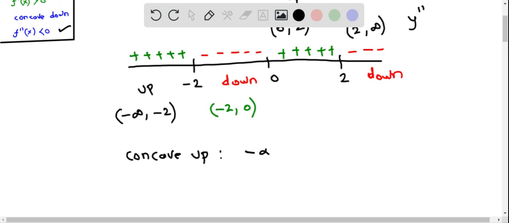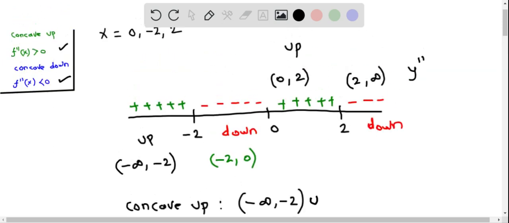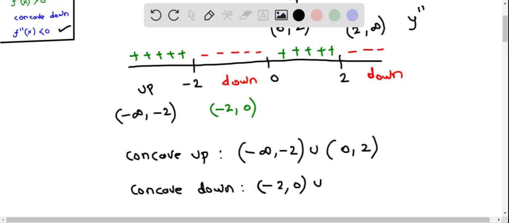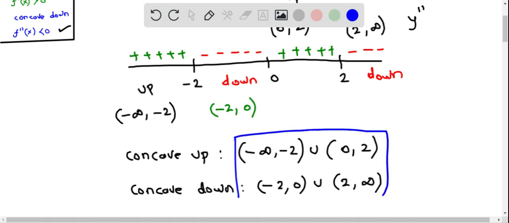as negative infinity to negative 2, union the other interval, 0 to 2. Then we write the concave down intervals, that is from negative 2 to 0, union 2 to infinity. Thus, we have determined the open intervals where the function is concave up and concave down.